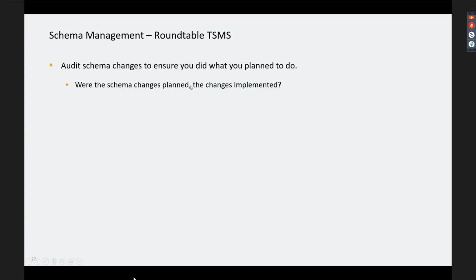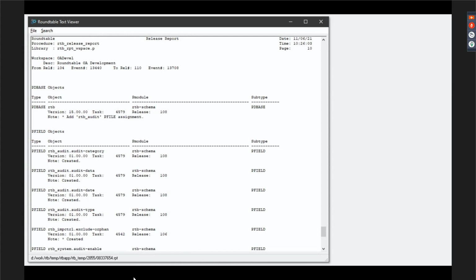So finally, let's talk about auditing changes. Did you do what you said you were going to do? That's one of the important things when it comes to auditing your configuration. Not just that the changes are there, but that if you implemented changes for a specific feature or a specific enhancement, did you make the changes that you planned to implement? So with a tool like this, a release report can show you that.